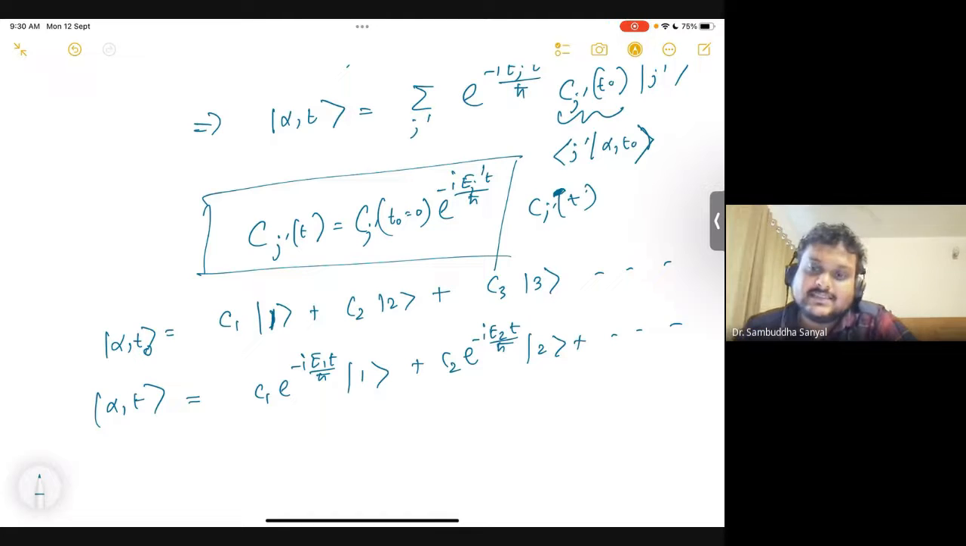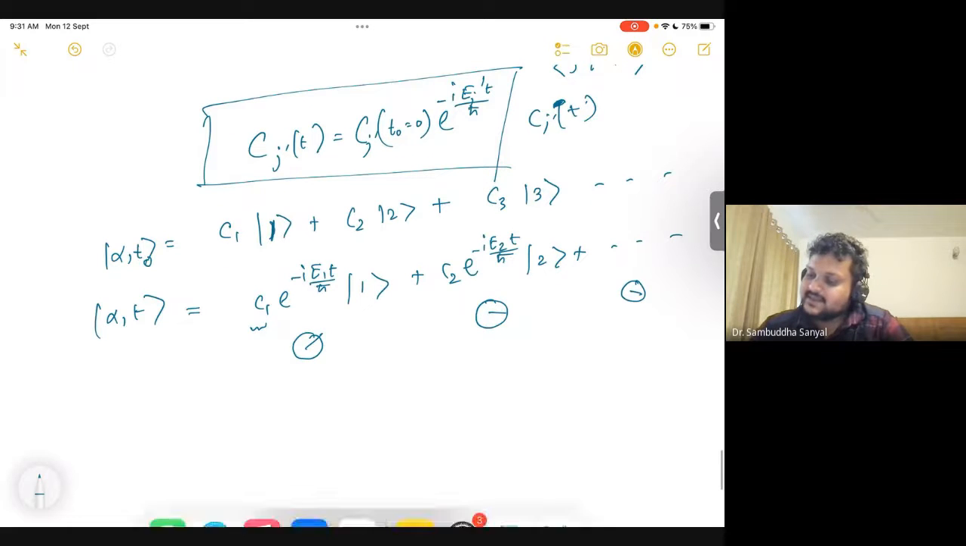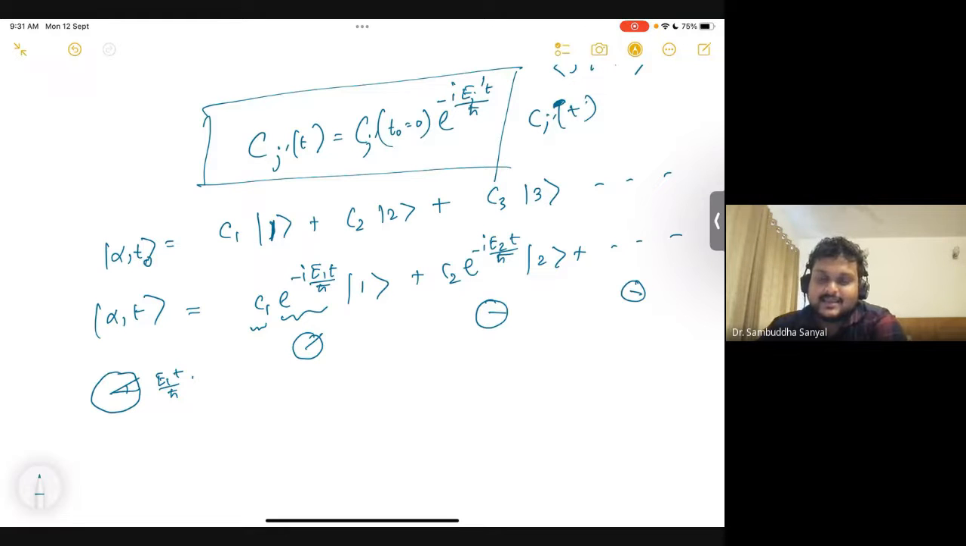So what changed? What changed is that in addition to this number, there is an additional phasor at each point, and that phasor moves at a certain speed that is controlled by this E1 t. This thing is a unit circle in the complex plane, because its amplitude is 1 and its angle is given by E1 t by h bar. Now if E1 is large, the angle is high. If E is small, then the angle is small.